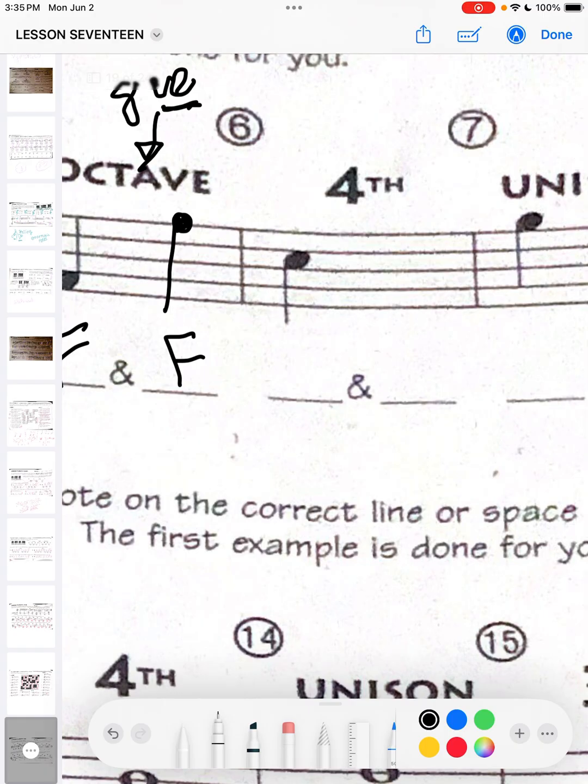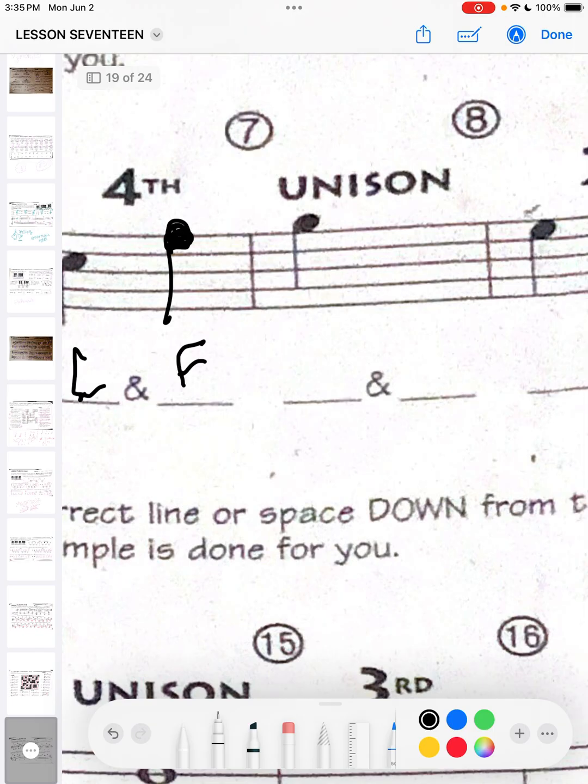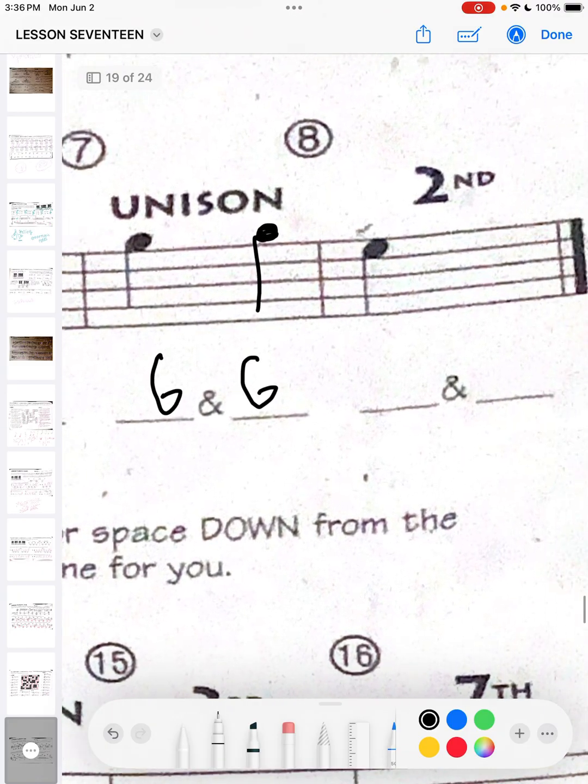A fourth is from the C: C, D, E, F. It goes on the top. If you have to, count on your fingers and you figure out what they are. So it is C and F. Unison is when you get it together. So unison is G and G. Second is F, so E and F.